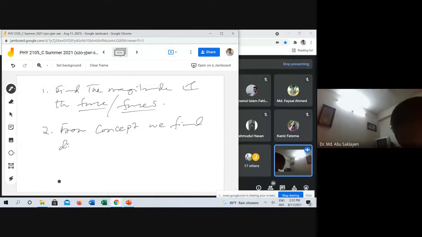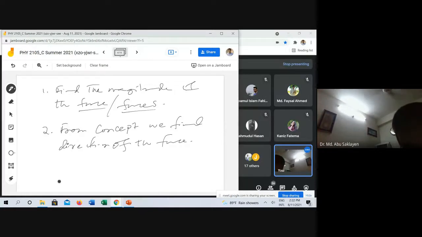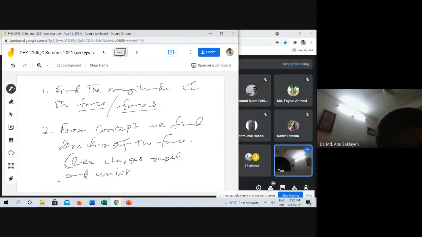The direction you said, from Q2 to Q1, we find the direction of the force. Q2 to Q1, you said it. This is from the concept, right? Like charges repel and unlike charges attract.